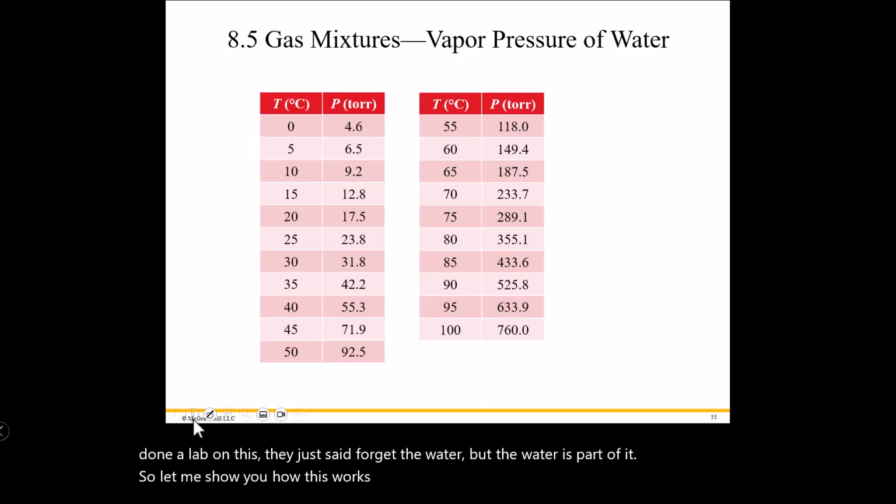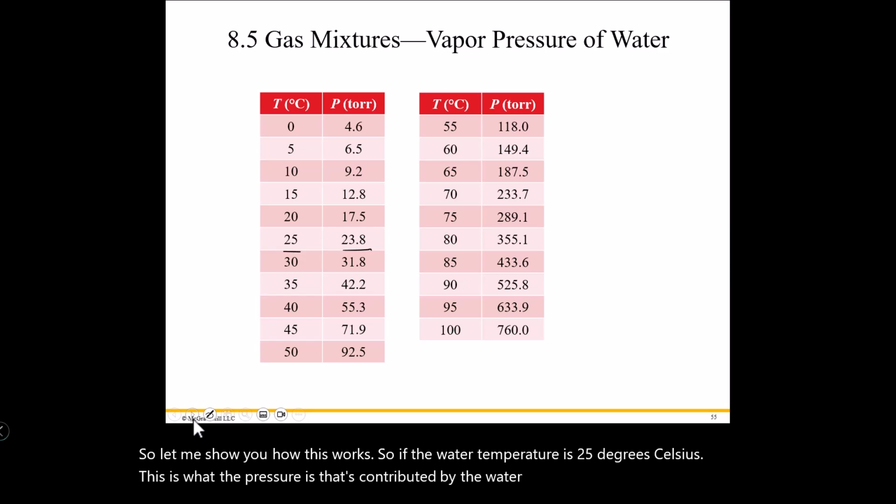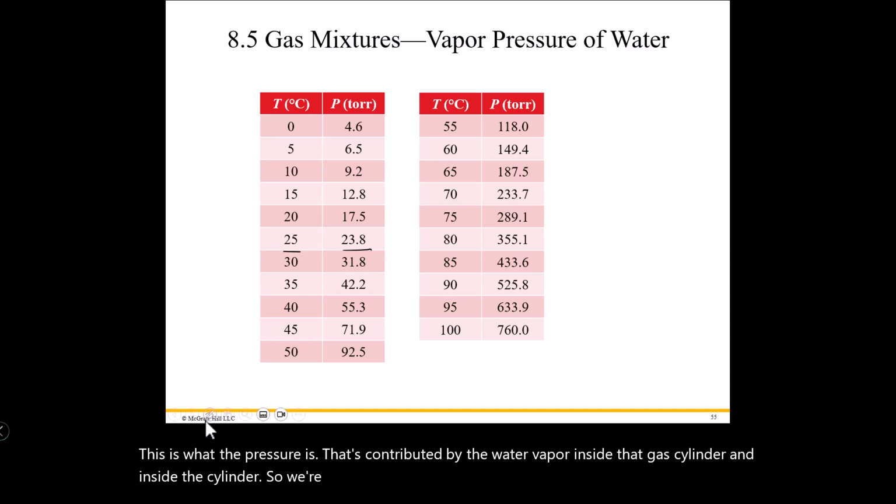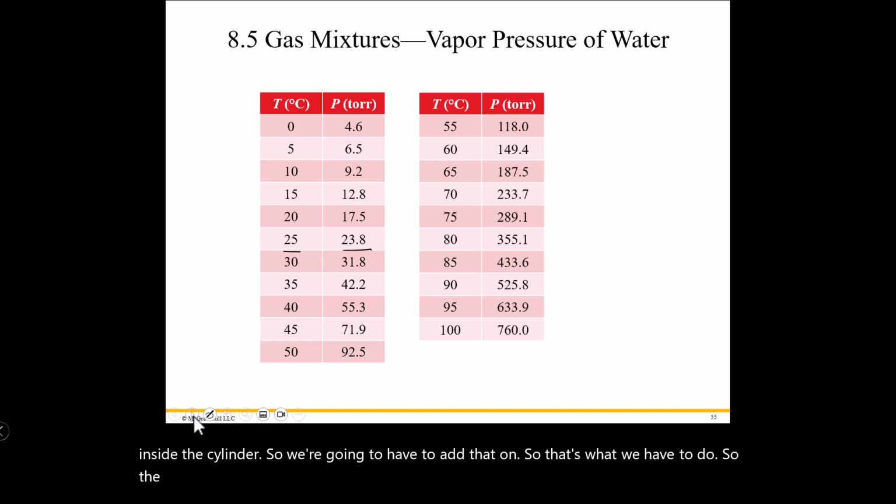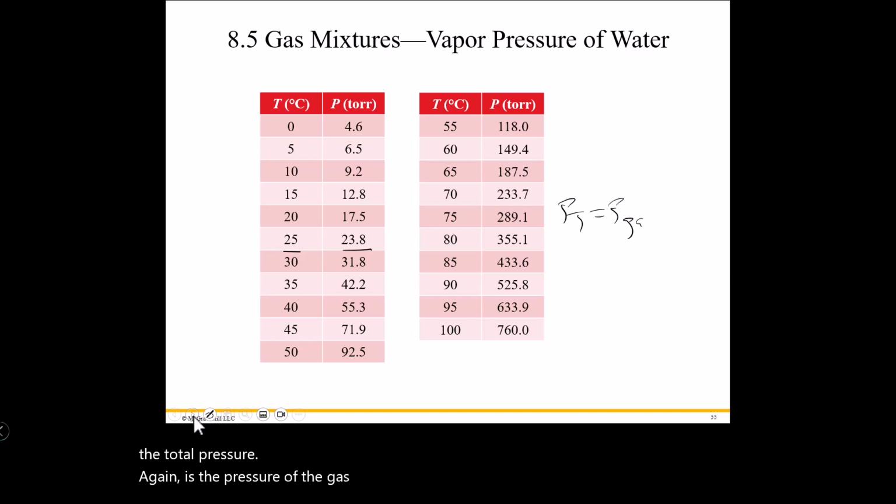So if the water temperature is 25 degrees Celsius, this is what the pressure is that's contributed by the water vapor inside that gas cylinder. So we're going to have to add that on. So that's what we have to do. So the total pressure, again, is the pressure of the gas, which is fine, but you also got to add the pressure of the water vapor that's in there as well.